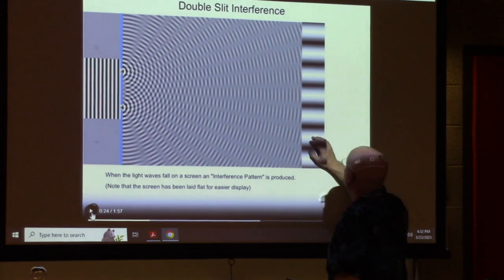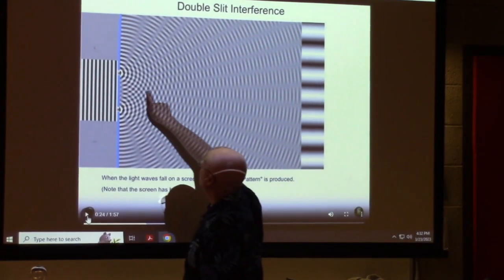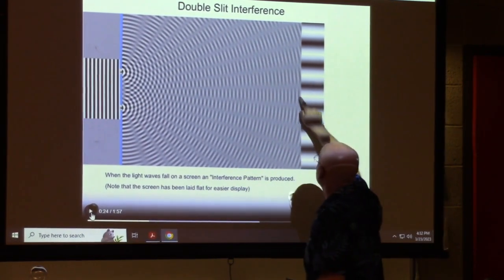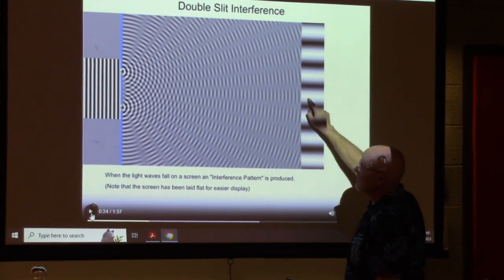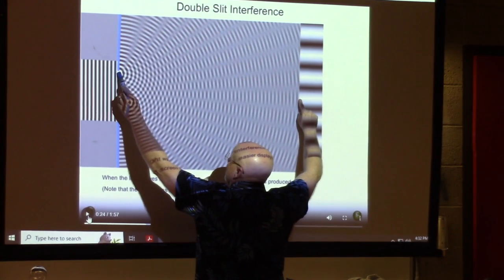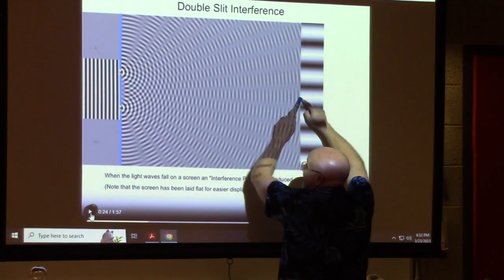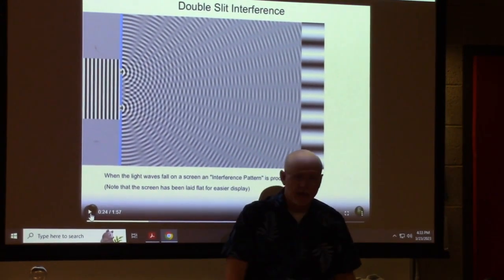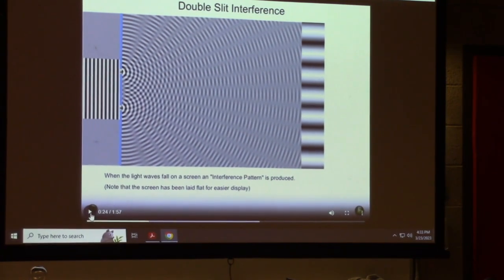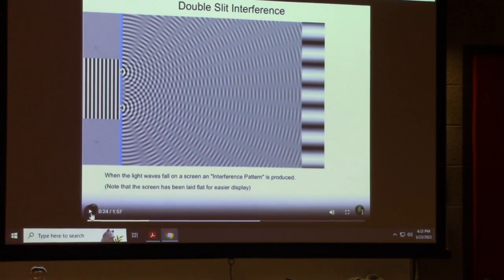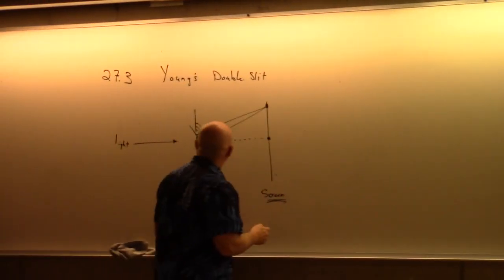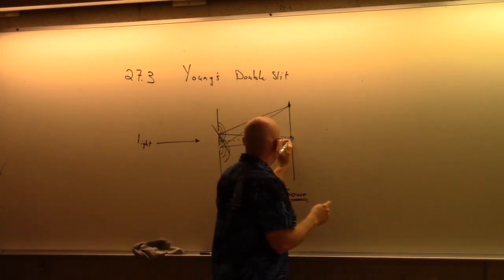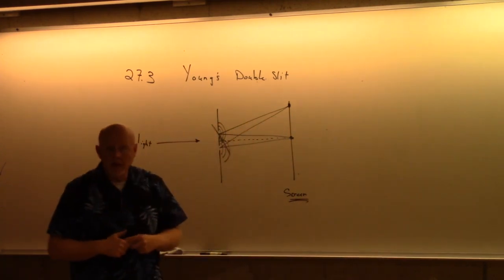But if you look at what we'll call the center line, halfway between the two slits, straight across, you can see that the distance that the light travels from the top one and the distance from the bottom one are exactly the same. And so in my picture, that point would be right here. The distance to here and the distance to here is exactly the same.